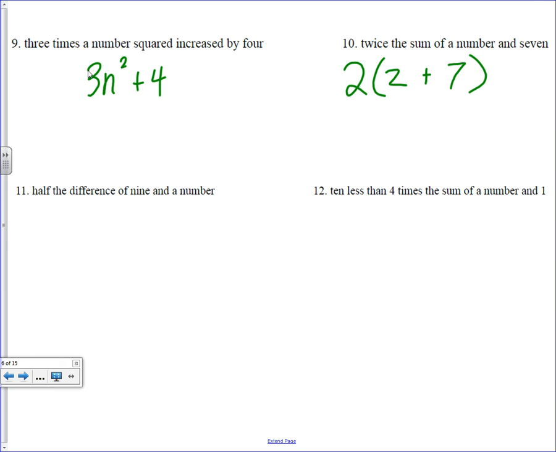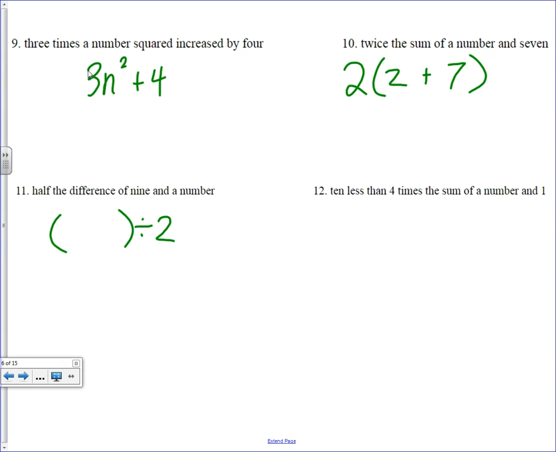All right, half the difference. Folks, what does half mean to do? Divide by 2. Okay. Now it says half of the difference. Doesn't the difference have 2 things in it? First number, second number, right? So what do I need to use? Parentheses. So I'm going to be dividing by 2.